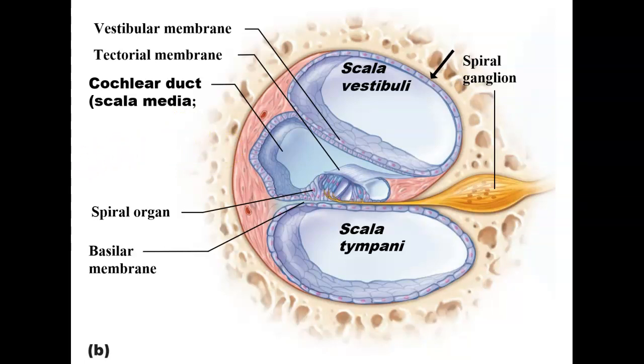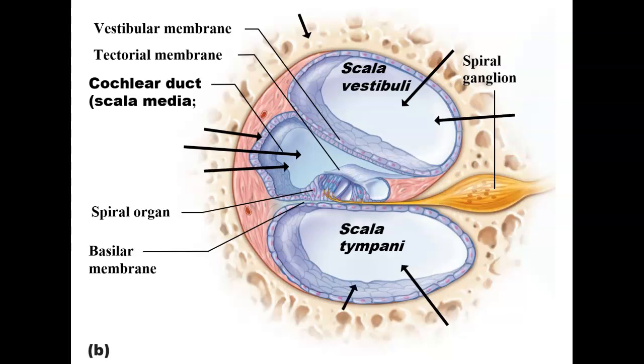This is called the scala vestibuli. It's basically a chamber that's full of perilymph. We then have another chamber that's full of endolymph. It's called the cochlear duct. And then we have the scala tympani, which is full of perilymph. This is the bony labyrinth we were talking about before, and this is the membranous labyrinth that's created over here. So we have a series of tubes, tube, tube, tube.